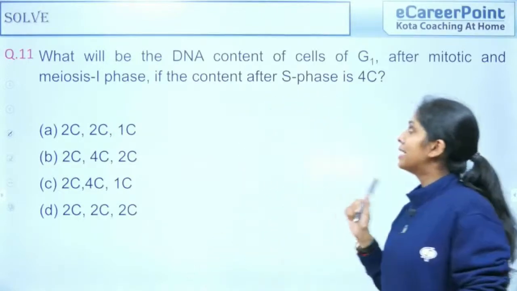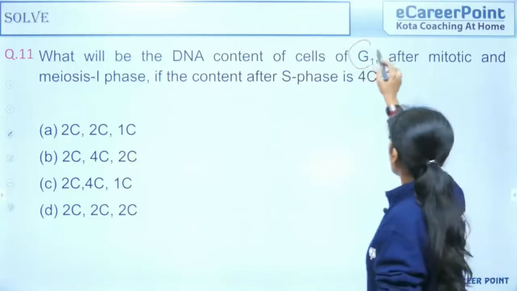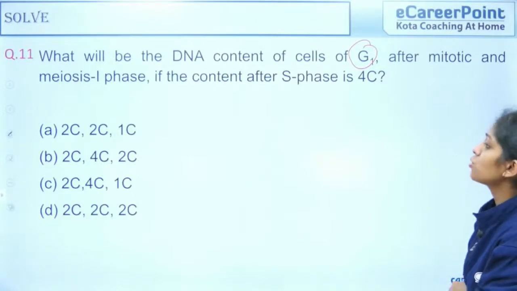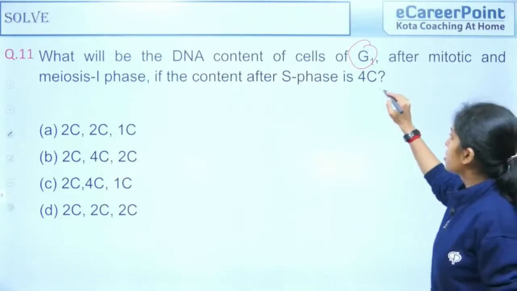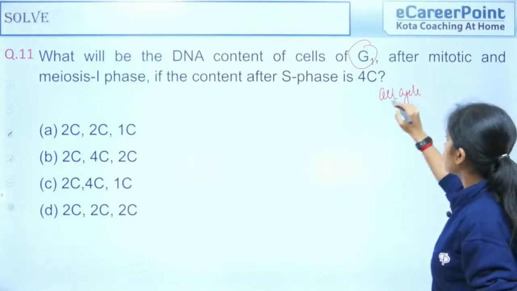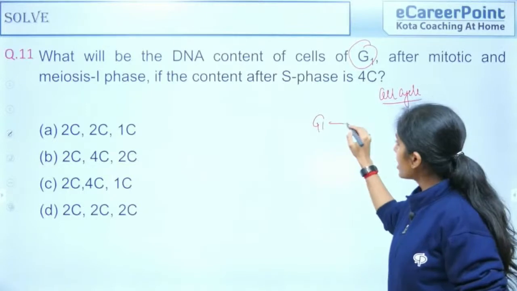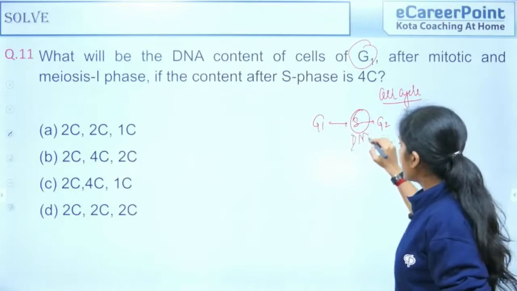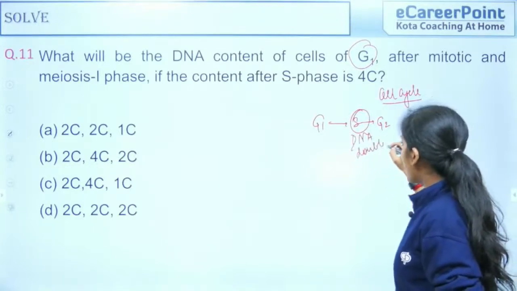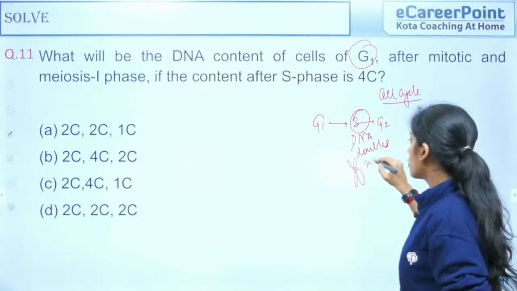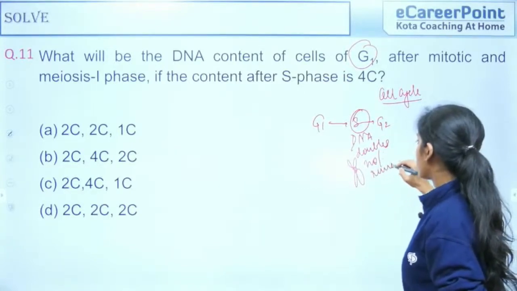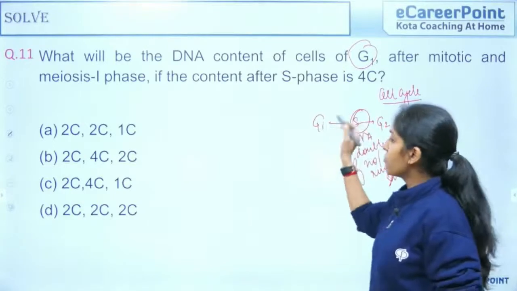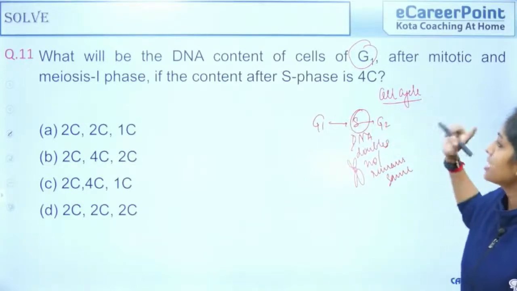What will be the DNA content of cells of G1 after the mitotic and meiosis 1 phase if the content after the S phase is 4C? This is from the chapter Cell Cycle and Cell Division. We have the G1 phase, S phase and the G2 phase. In the S phase, the DNA doubles, but what remains the same? The chromosome number remains the same, right? So in G1 phase, how it will be? After S phase, it is 4C.